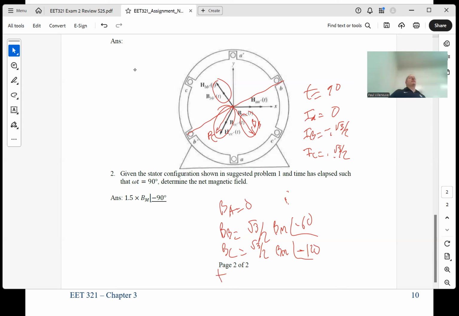Now add them together. Can you add those vectorially? B net is going to be equal to B sub M times square root of 3 over 2 at an angle of minus 60 plus square root of 3 over 2 at an angle of minus 120. You can enter that number in your calculator, right? You just factor out the B sub M. And there's no B sub A, so it's 0. I included it, but it happens to be 0.